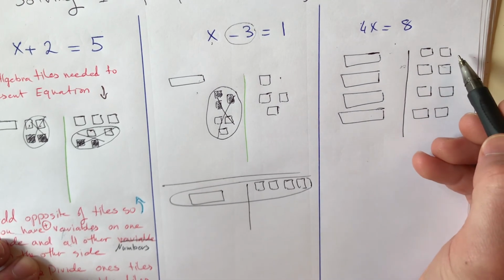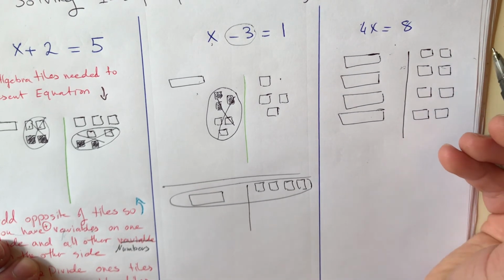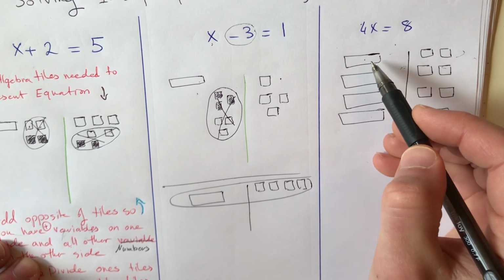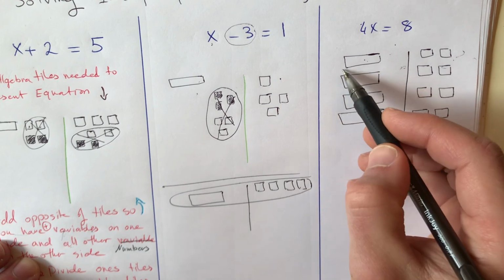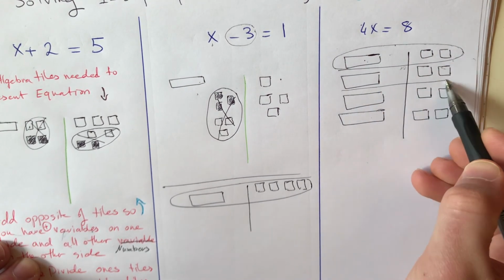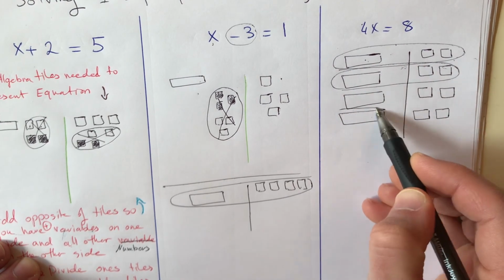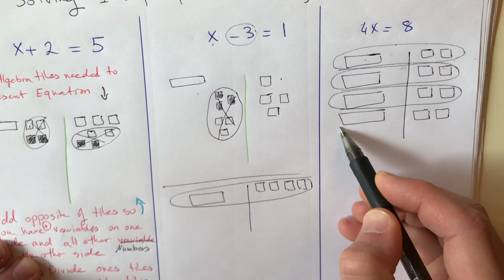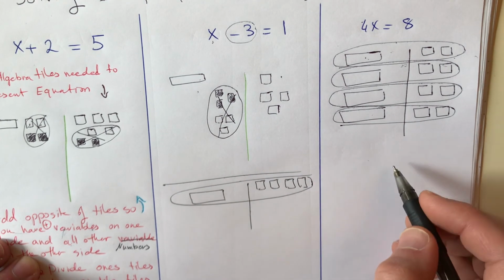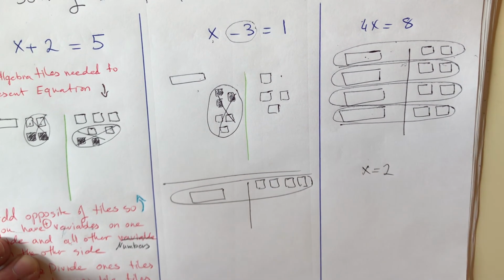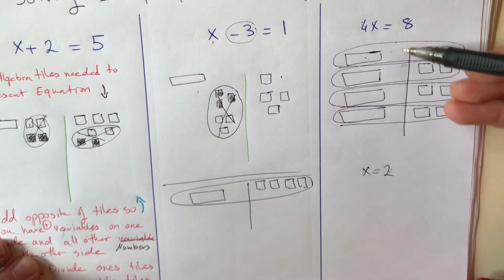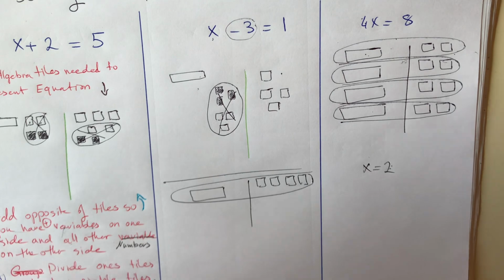So what we need to do now is just the final step, which is group or divide. So divide the ones by the x's. Each x should have an equal amount of ones, and the only way to do this is if you do this. Each x has 2. And you're done. So x equals 2. Not surprising. If x equals 2, 4 times 2 equals 8. And we're done.